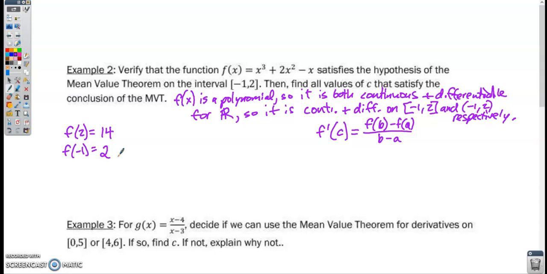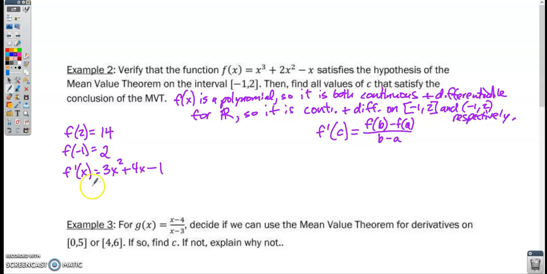And then I'm going to figure out what the derivative is. So f prime of x is equal to 3x squared plus 4x minus 1. Okay, I hope all my calculations were correct. Yeah, that looks correct. Sorry, I was questioning my own calculations for a second there.